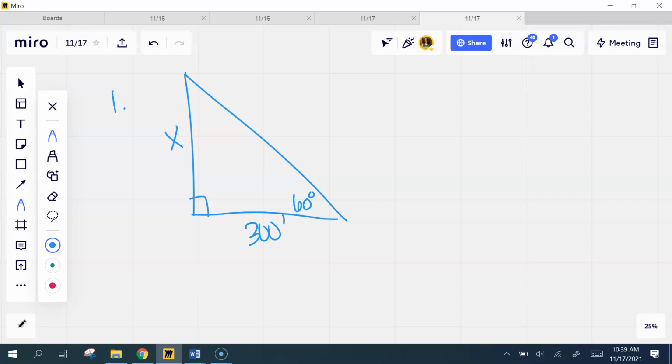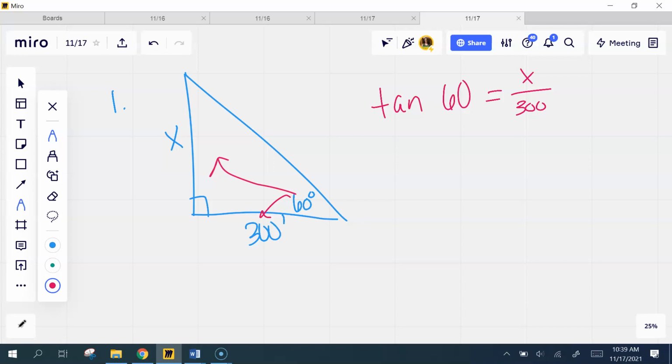So what trig function uses opposite and adjacent? Tangent, that's right. So the tangent of 60 degrees is equal to what? X over 300, right? Opposite over adjacent. This is number 1.